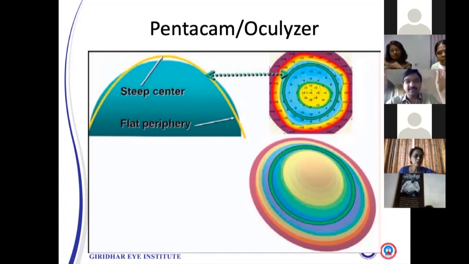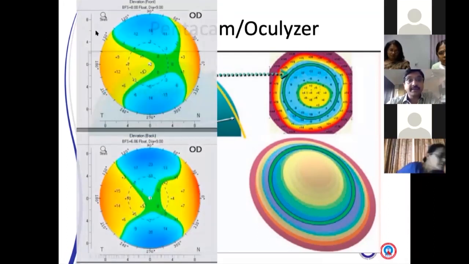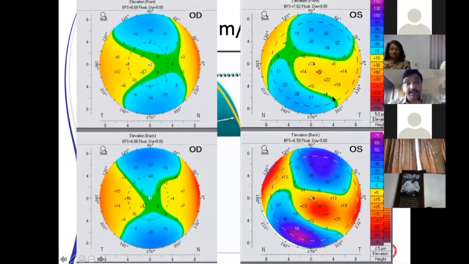In very simplistic terms, that means a sphere which will have maximum contact with that surface if it is put onto that surface. So these contact areas are the green areas, and this is a normal elevation. This is of the anterior surface and this is of the posterior surface. And this is probably an abnormal surface.